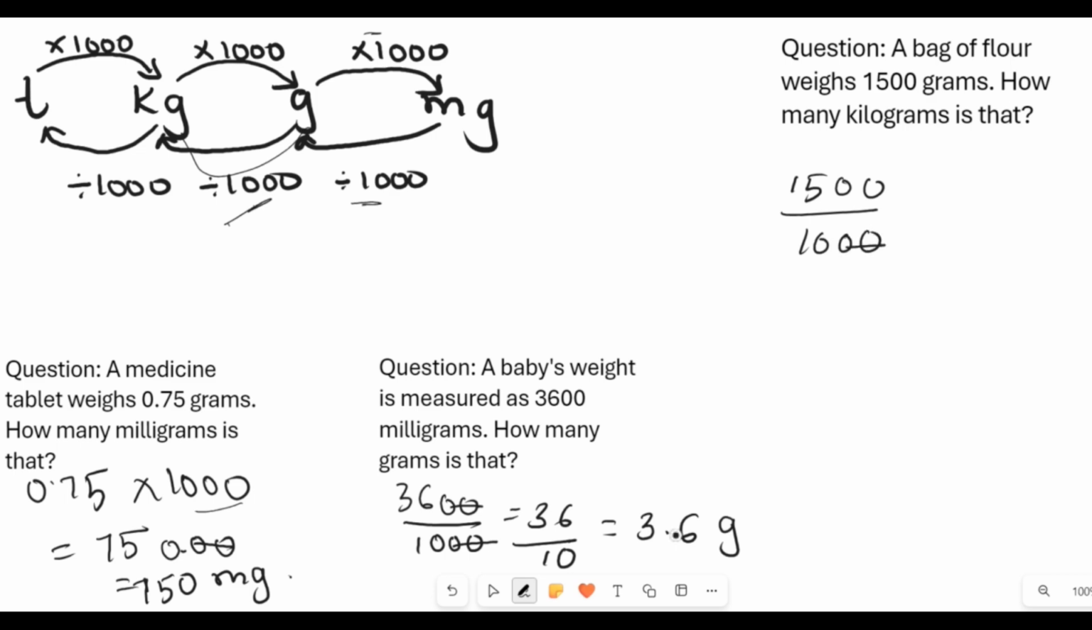Same, there are two zeros in the denominator and two zeros in the numerator. So cancel them. You will be left with 15 by 10. There is one zero in the denominator, so you will put the decimal after one number in the numerator, and then this is the final answer. That means 1500 grams of flour is 1.5 kg.